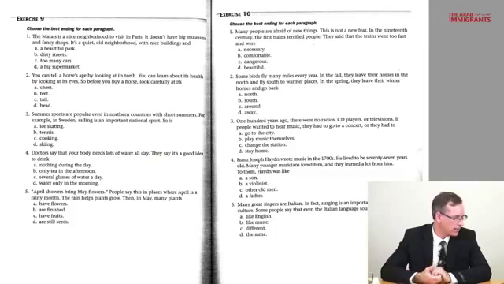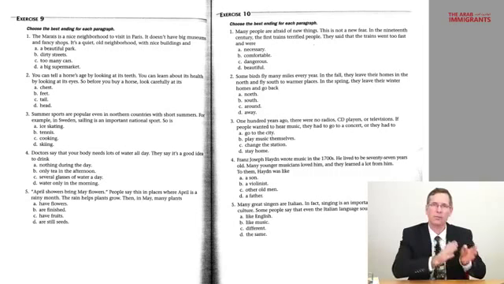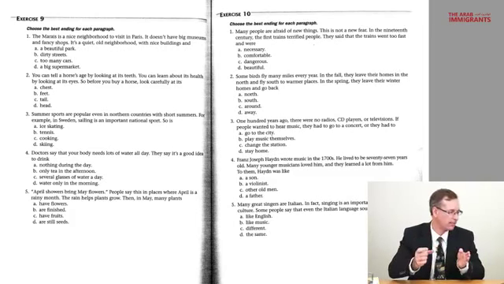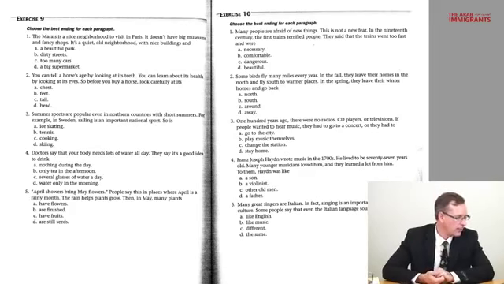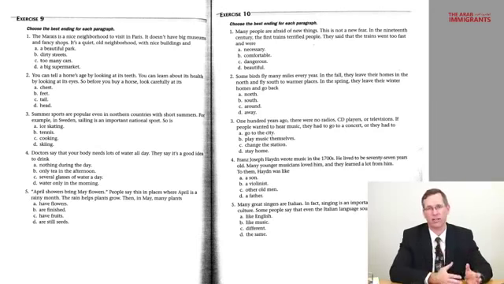On this section: Summer sports are popular even in northern countries with short summers. So it talks about summer sports, and it mentions summer a second time in that sentence. For example, in Sweden, sailing is an important national sport. So is ice skating. Well, sometimes people choose this because, oh, ice skating, yeah, it's a northern country. But it was emphasizing summer and summer sports. So ice skating is done in the winter, not in the summer.